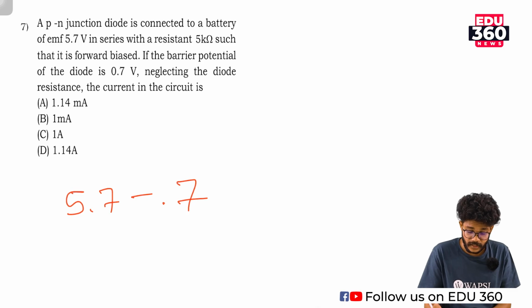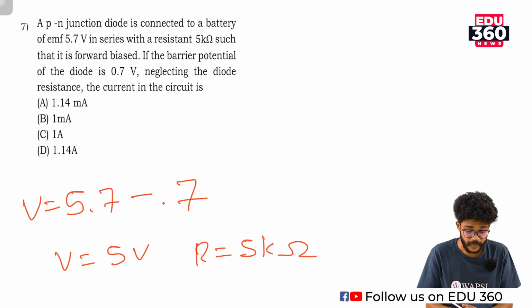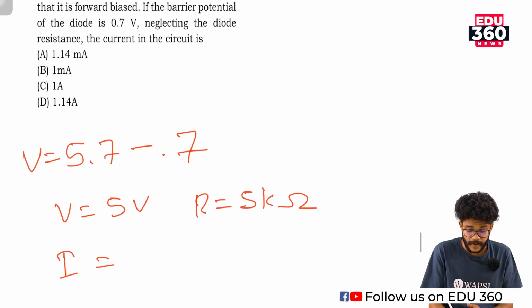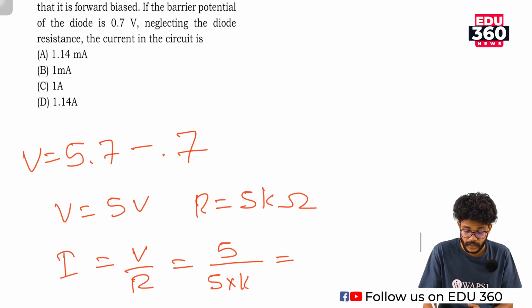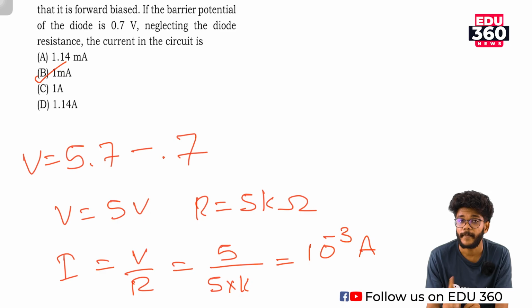So the effective voltage is 5.7 minus 0.7, which gives 5 volt, and the resistance is 5 kilo ohm. We need to find the current in the resistance. So I is equal to V by R, where V is 5 and R is 5 kilo, which is equal to 10 raised to minus 3 ampere. That is 1 milliampere. Option B, 10 raised to minus 3 ampere means 1 milliampere, because 1000 milliampere is 1 ampere. So 1000 into 10 raised to minus 3 is 1 milliampere. Okay, we finished our section.